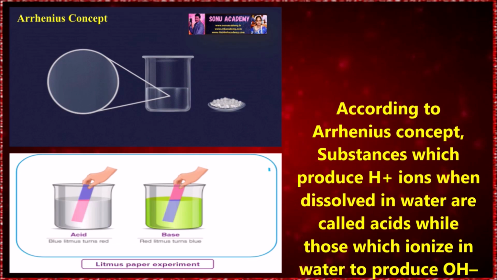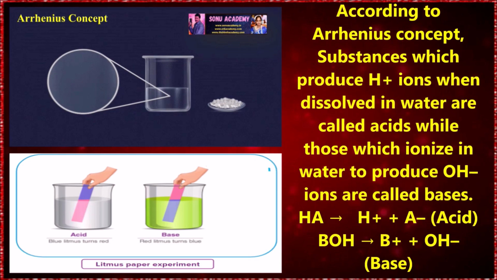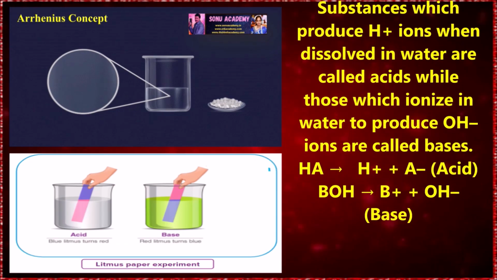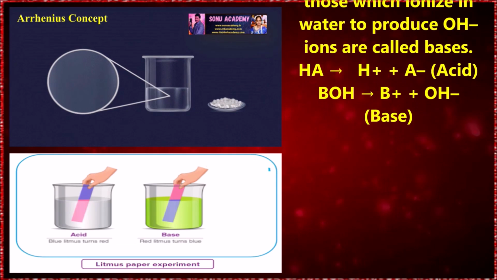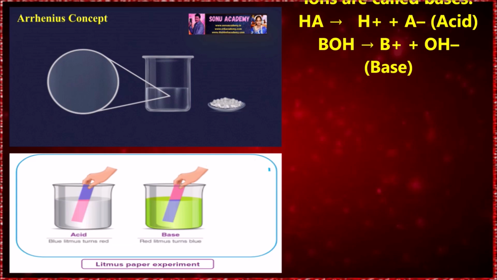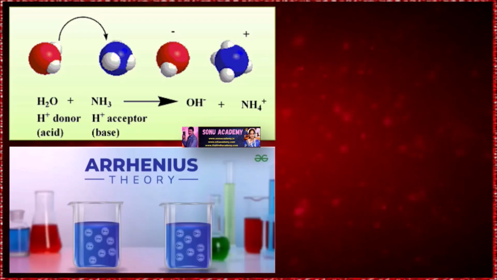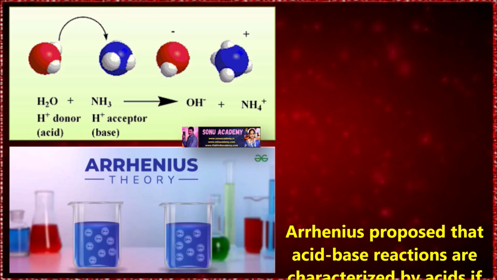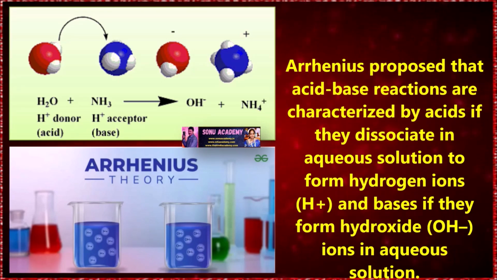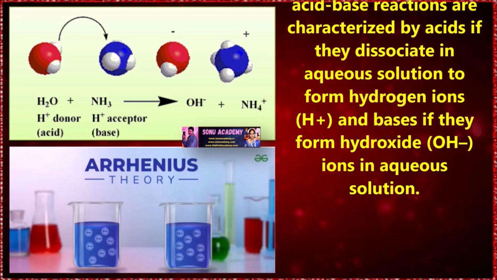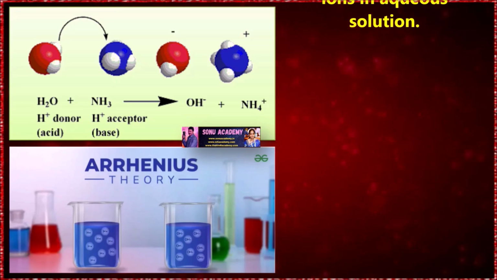Arrhenius concept. According to the Arrhenius concept, substances which produce H+ ions when dissolved in water are called acids, while those which ionize in water to produce OH- ions are called bases. Arrhenius proposed that acid-base reactions are characterized by acids if they dissociate in an aqueous solution to form hydrogen ions, and bases if they form hydroxide ions in an aqueous solution.